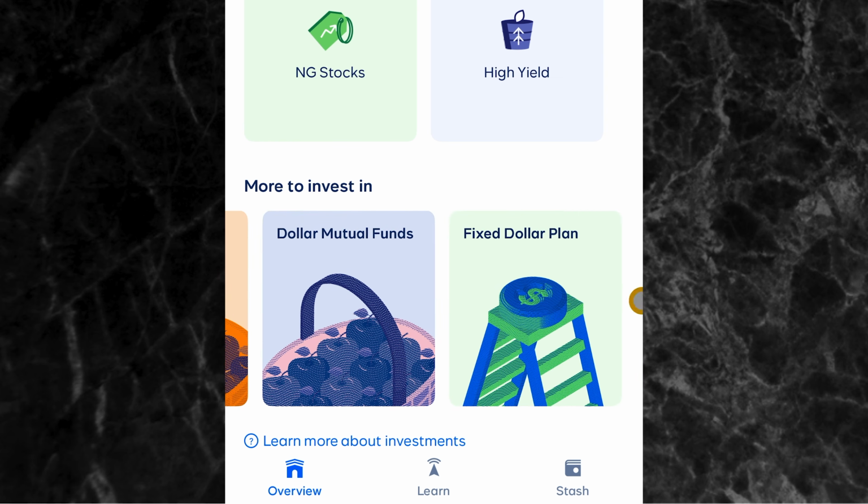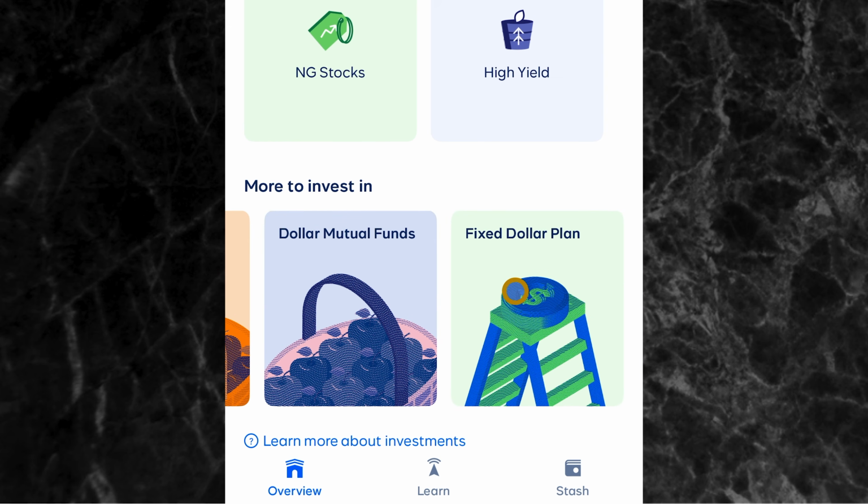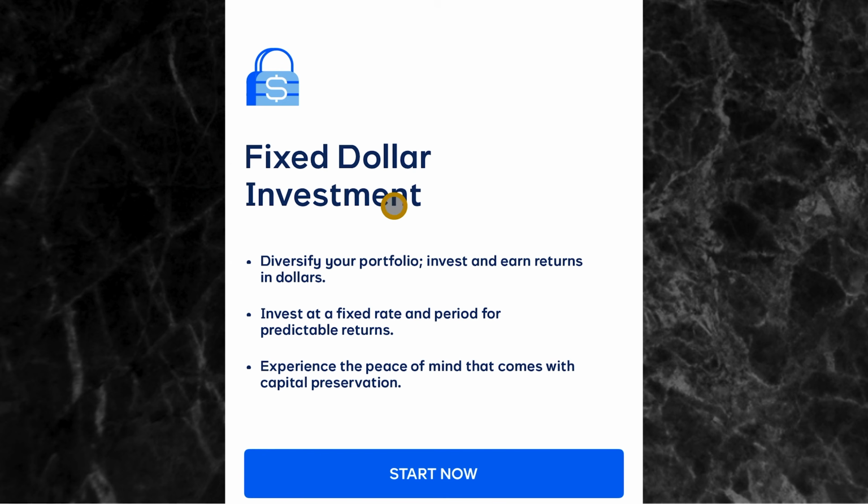Now the next part is where you have fixed dollar plan. So for this one, you have a fixed amount you are earning. So you can see right here, fixed dollar investment, diversify your portfolio, invest and earn returns in dollars. And then it also says invest at a fixed rate and period for predictable returns. So that means this one, you know what you are investing and what you are getting. And then number 3 says experience the peace of mind that comes with capital preservation. So once you've seen all of this, just click on start now.